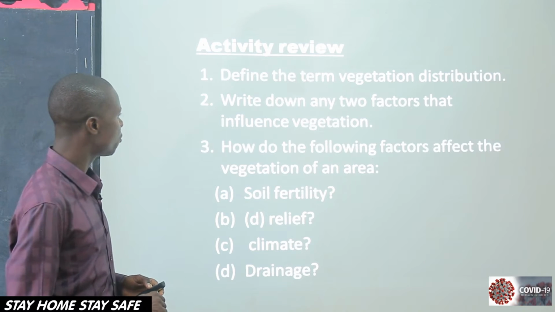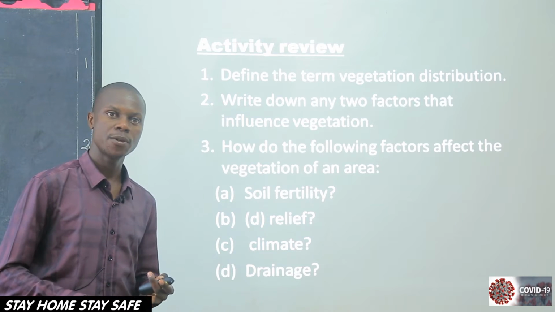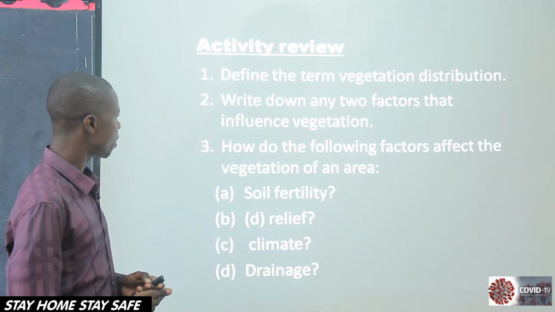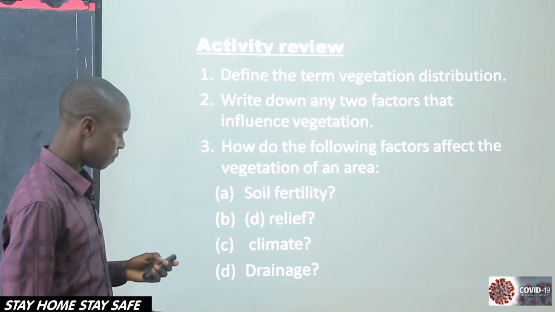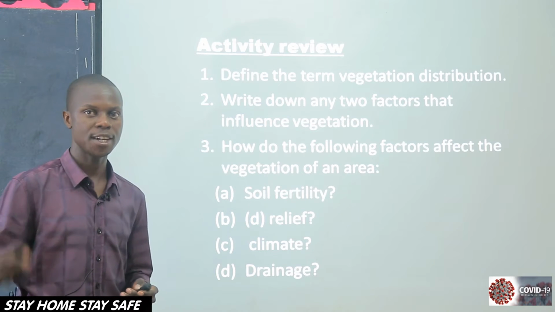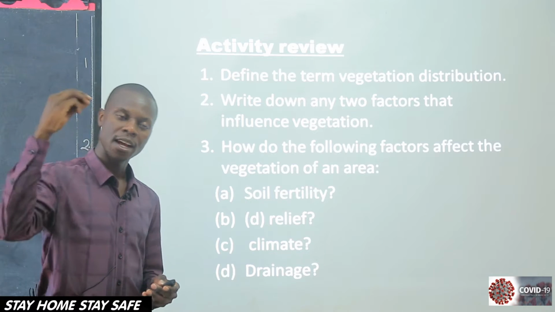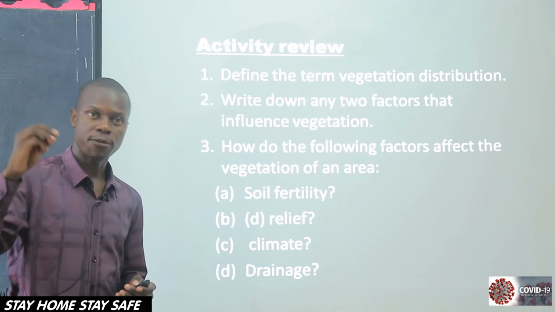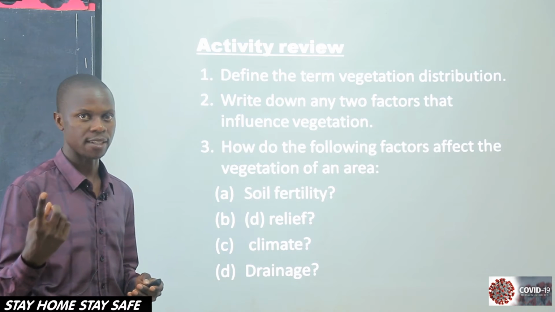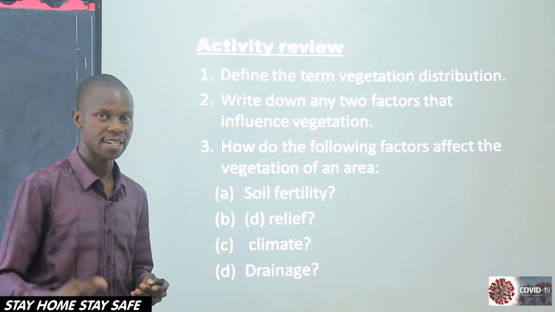Question two, write down any two factors that influence vegetation. We had many, but we can have climate, altitude, drainage, nature of the soil, latitude, okay? Then question three, how do the following factors affect the vegetation of an area? Part A is soil fertility. Remember, we said you can say soil fertility or nature of the soil. Soil can be fertile, soil can be infertile or poor. So areas with fertile soils have thick vegetation. That's one alternative. You can use the other alternative by saying areas with poor or infertile soils have scattered vegetation.